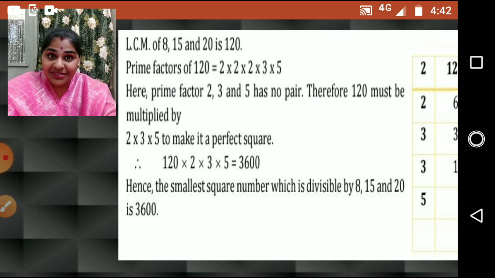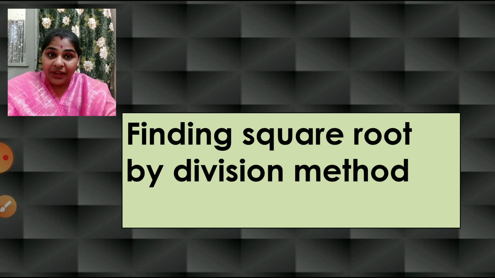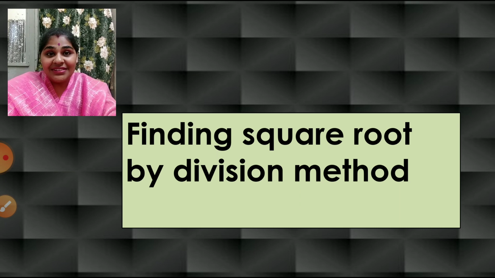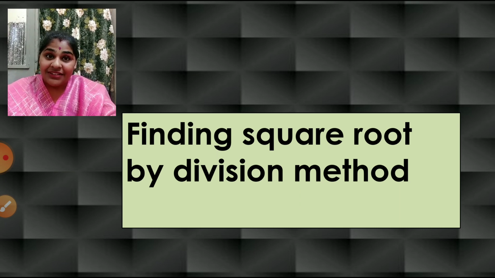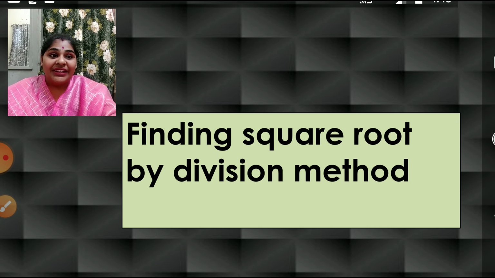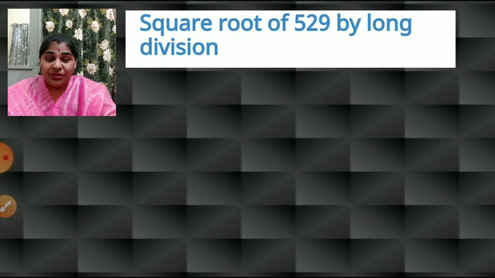So these were a few word sums in exercise 6.3, and here we complete our exercise 6.3. Now let us move further with the next very important topic, children, that is finding the square root by the division method. Now this is very important to understand. Today we will see stepwise how to do the division method to find the square root of a given number. So let us see. Here is one example. Find the square root of 529 by long division.